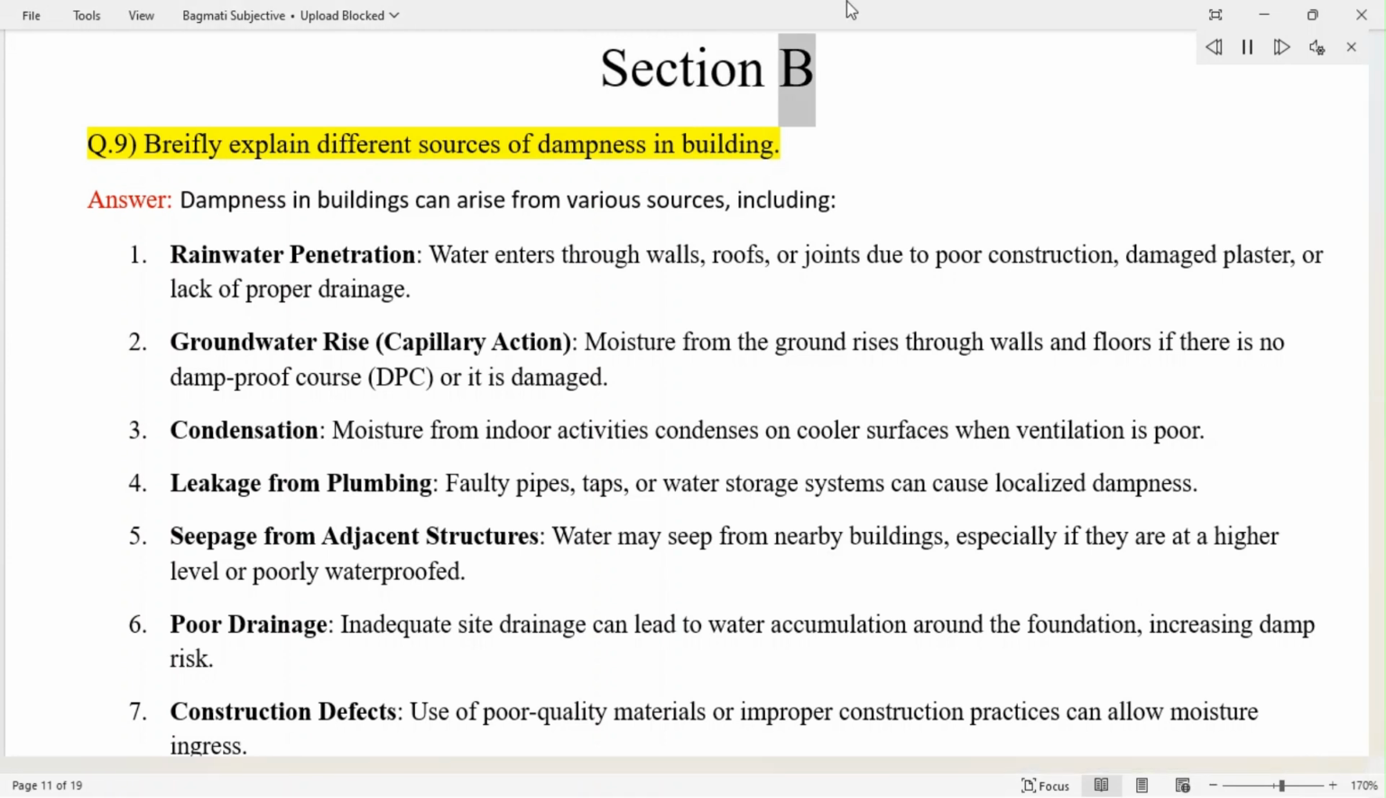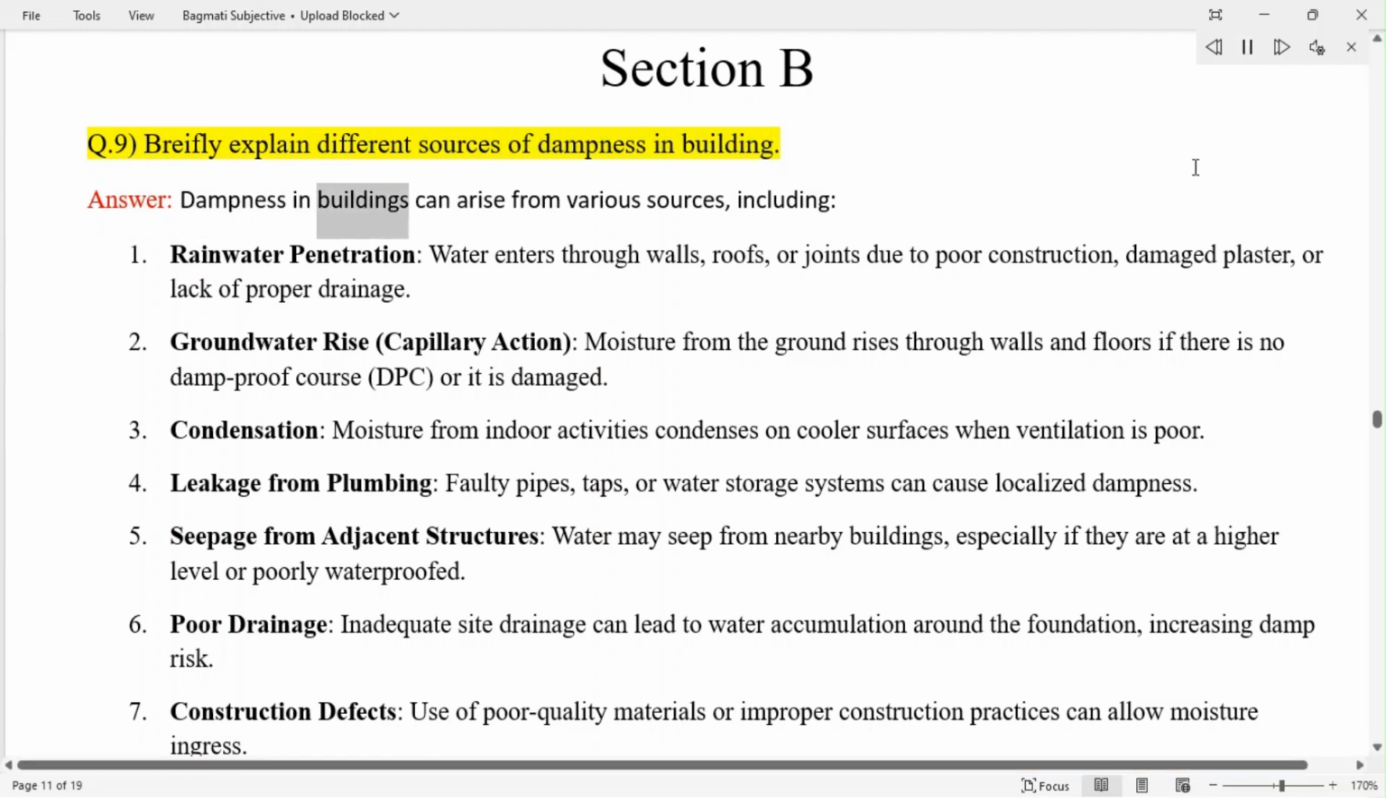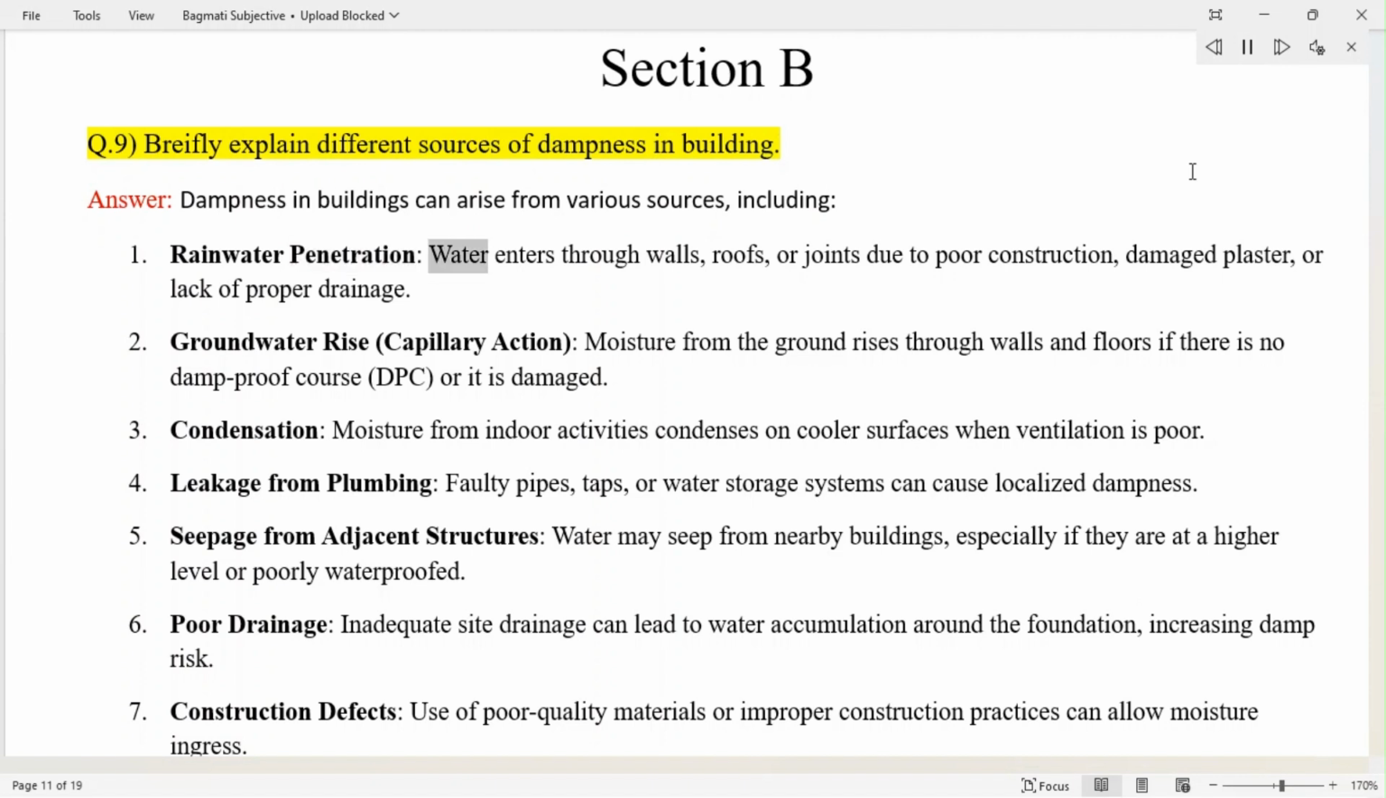Section B. Briefly explain different sources of dampness in building. Answer: dampness in buildings can arise from various sources, including rainwater penetration. Water enters through walls, roofs, or joints due to poor construction, damaged plaster, or lack of proper drainage.